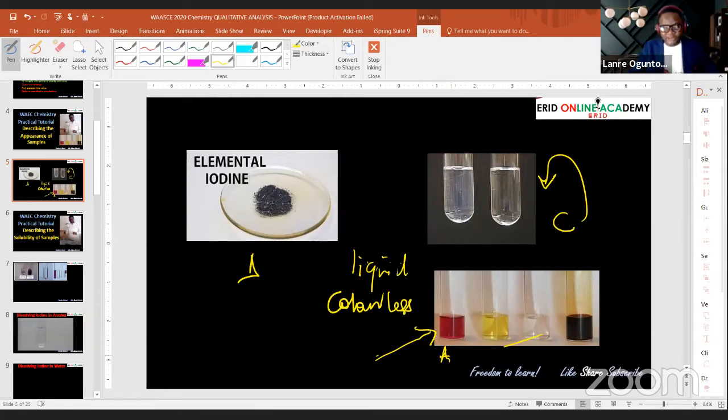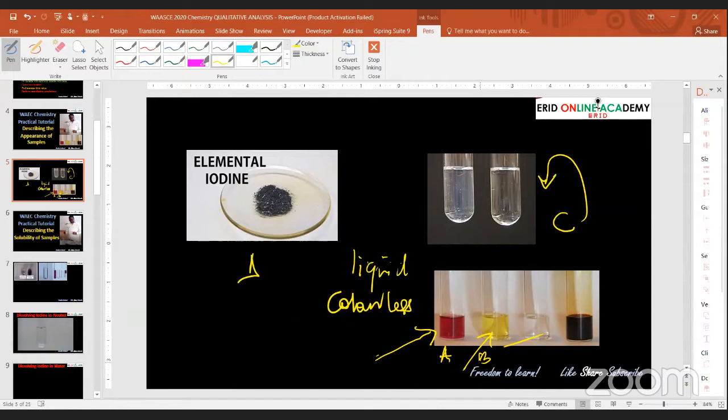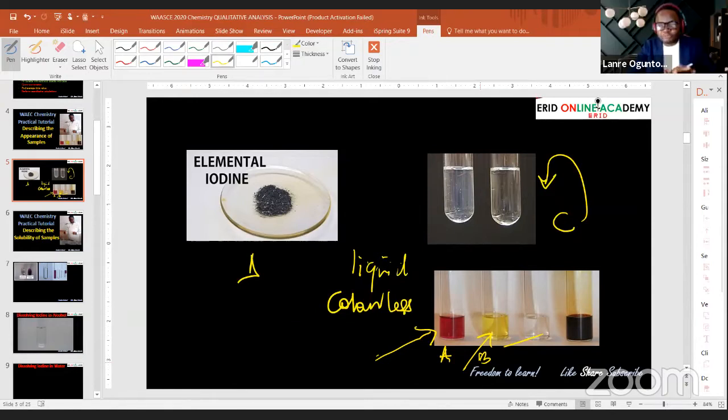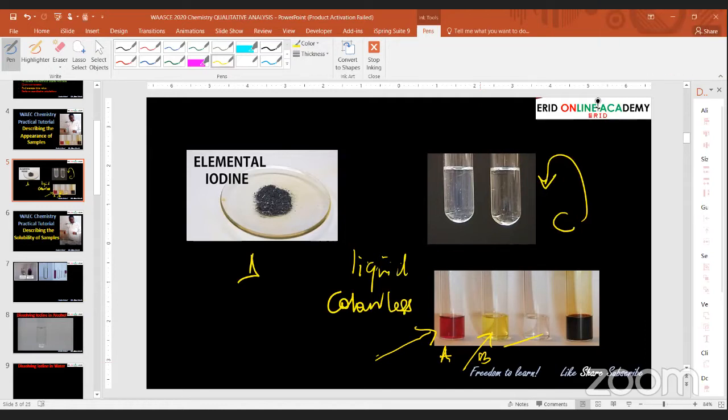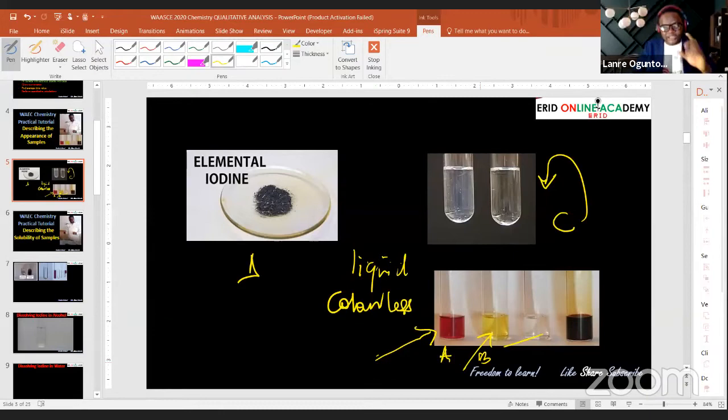A is colored, but not clear, right? But B, this is B. B is also colored. What's the color of B there? Who wants to describe the color of B? Oh, yellow. Okay, light yellow. So you can see that it's pale yellow, but to some extent, I can still see through it. But C, this particular sample C that you have, it's colorless and clear liquid.